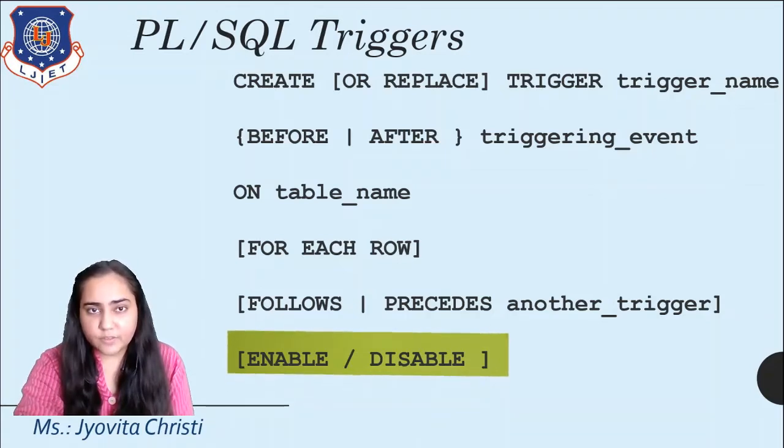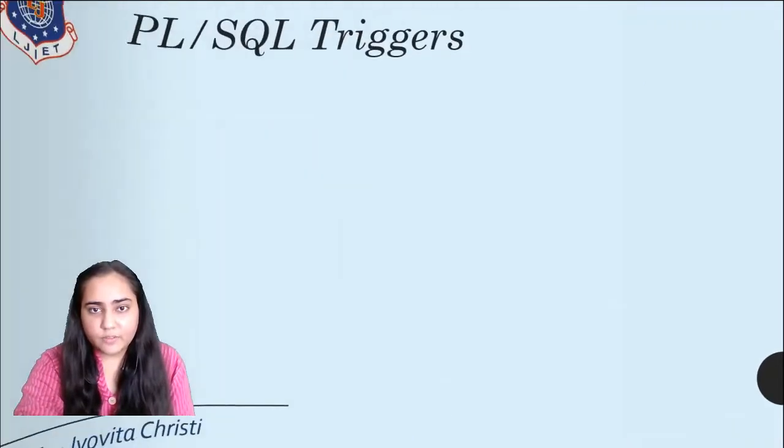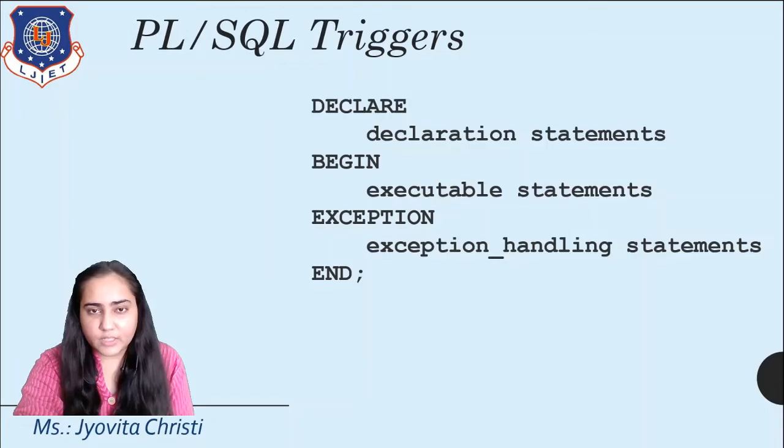Now let's see the body of the trigger. The body of the trigger looks like this, and you'll notice that this is much like any other PL/SQL block. There's nothing different here. There's a declare part, begin part, exception, and then end. So this is nothing different than a PL/SQL block. So that's it about triggers, and now I'm going to execute one in PL/SQL.